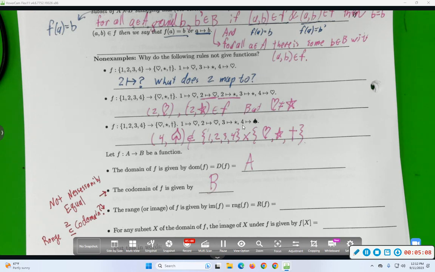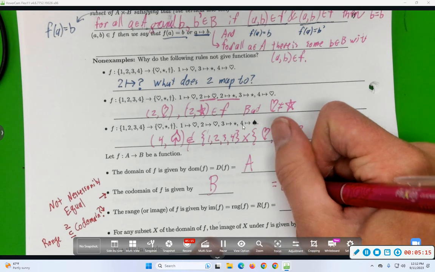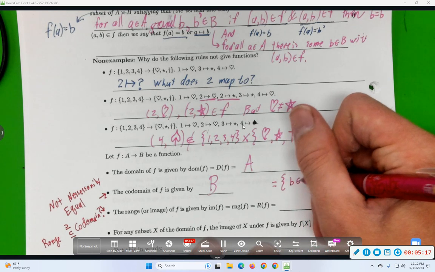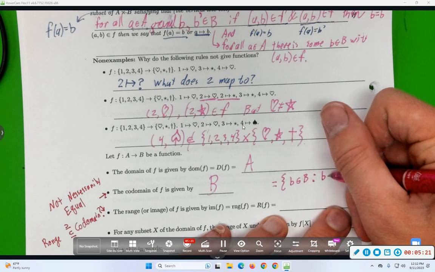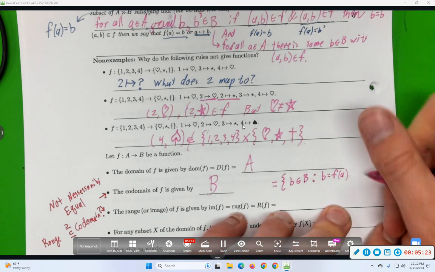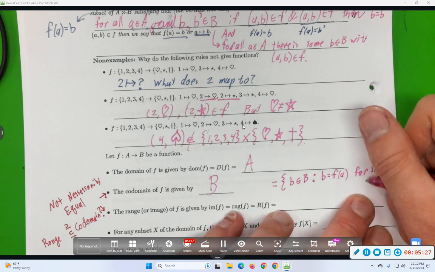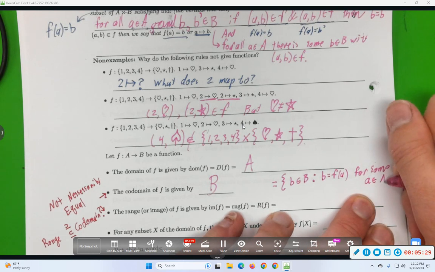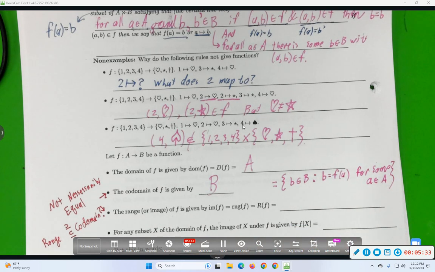That definition seems sensible. And we'll write it in a simplified way, so I'll give myself some space up here. It's the set of all b in the set big B, such that b equals f of a for some a in A. Yeah. That seem like a reasonable definition?